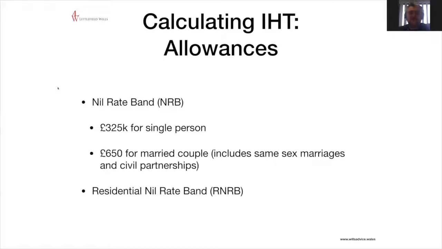And if your figure comes within those figures, then you don't need to worry about the residential nil rate band because it won't be relevant. But if your figures go above the £325,000 or £650,000 and you think that IHT may be payable, you may still be able to benefit from the residential nil rate band. And that's where you need to expand your inquiries.